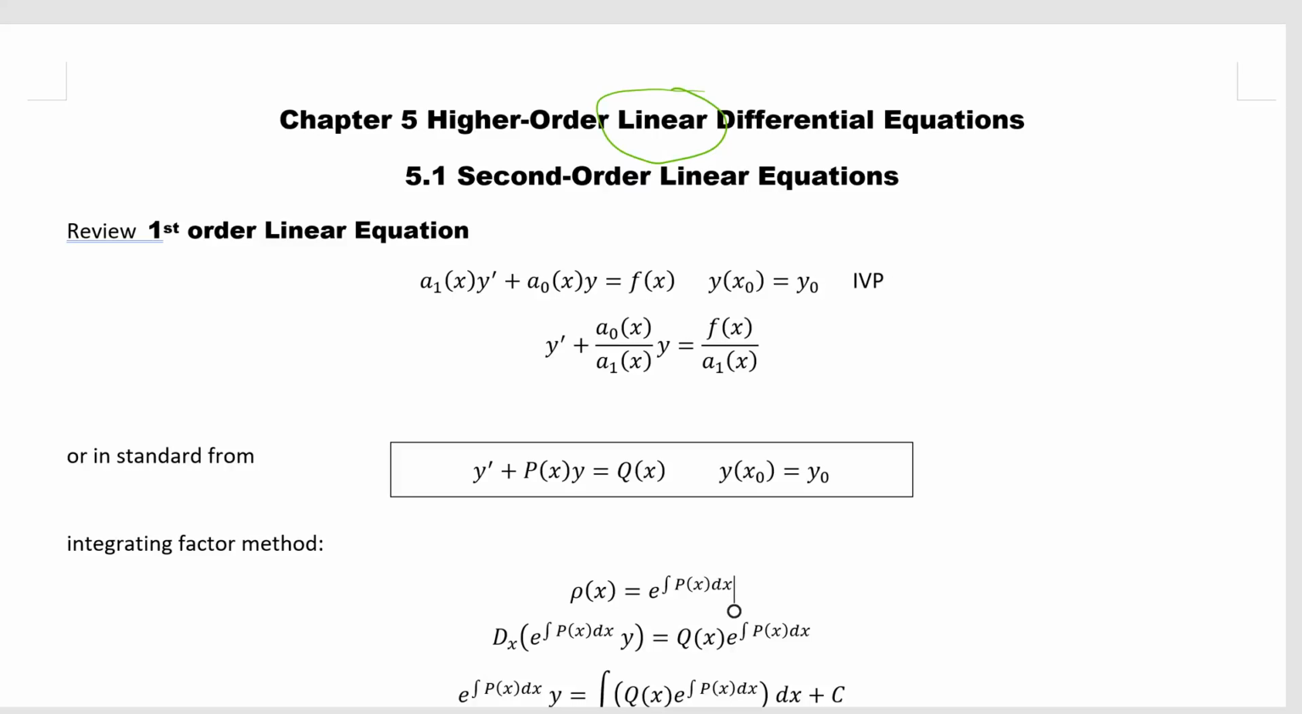Okay, so 5.1 is second order linear equations. In the remaining sessions, we will talk about higher order, maybe the third or the fourth. Okay. So let's review first order linear equations. This is the general form.